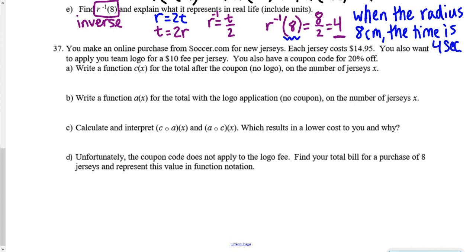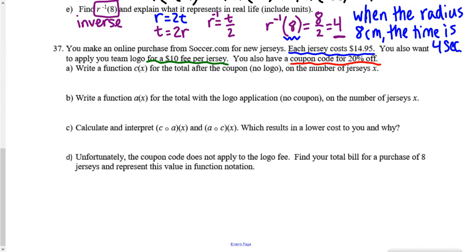Okay, number 37. On this one, you make an online purchase from soccer.com for new jerseys. Each jersey costs $14.95. You also want to apply a team logo for a $10 fee per jersey. Then you also have a coupon code for 20% off. So we got a lot of things going on here. We're going to have some sort of composition.